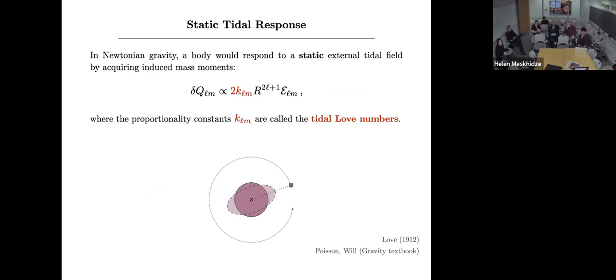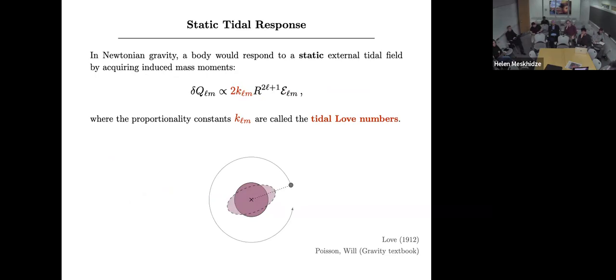So in order to understand tidal response in GR, it is instructive for us to take a step back and understand how tidal effects are formulated in Newtonian gravity. In Newtonian gravity, a body would respond to the perturbation that's being sourced by a binary companion. In the case of a static limit, it would respond by acquiring induced mass moments. So delta Q is the induced multipolar structure, in all orders in multipole expansion, of the external tidal field.